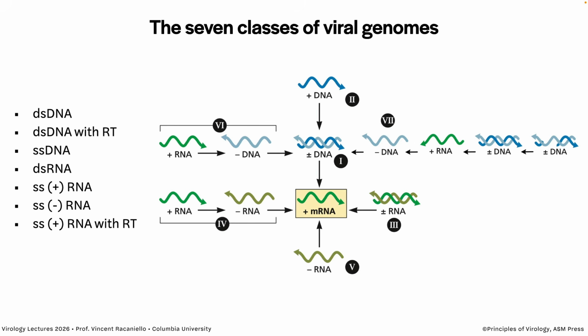So there are 7 classes of viral genomes. We have 3 double-stranded DNA genomes: double-stranded DNA class 1, double-stranded DNA with reverse transcriptase, that's class 7, and then single-stranded DNA. And then the RNA genomes: double-stranded RNA, and then 3 single-stranded RNA genomes of plus or minus polarity, and another with reverse transcriptase. So RT is special. It makes a genome different from all the others.